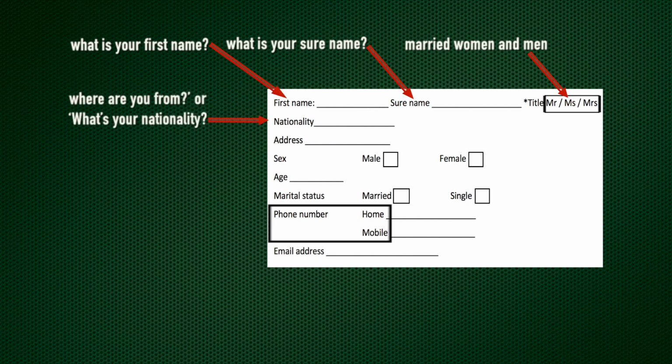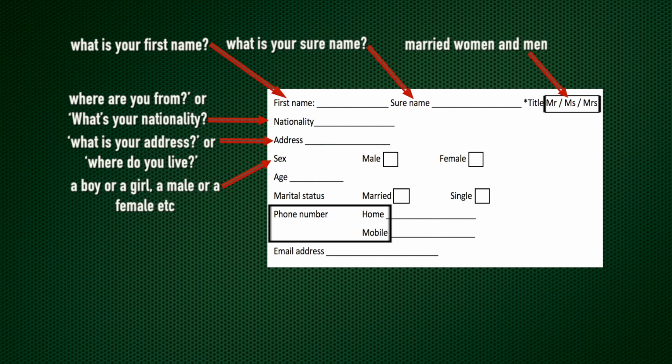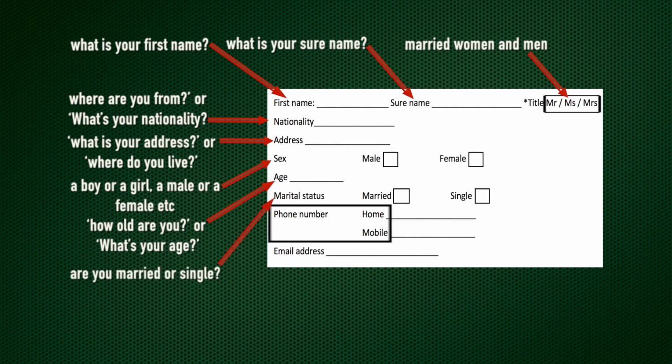Then nationality is in place of the full question, Where are you from? or What's your nationality? And address, as in full questions, would be What is your address? or Where do you live? And then the word sex or gender, if you are a boy or a girl, a male or a female, etc. And age in place of the full question, How old are you? or What's your age? And then marital status, married or single, in place of the full question, Are you married or single?